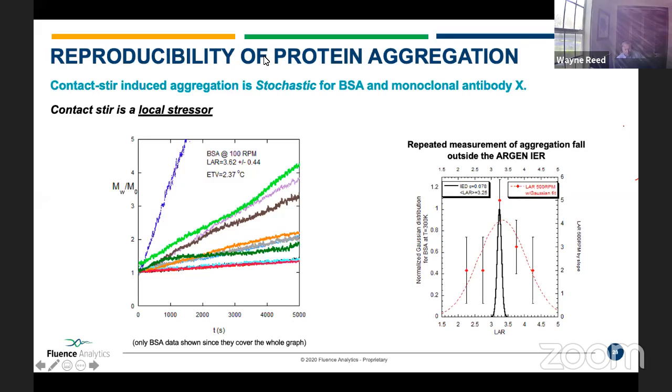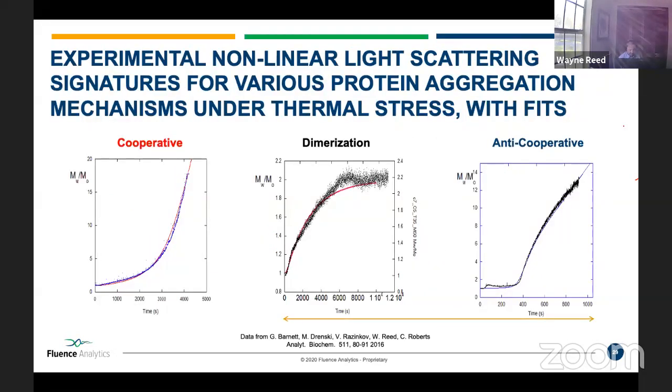The difference is, remember, temperature is a global stressor. It affects every molecule in your solution, whereas stirring is a local stressor. It's just stressing the molecules that are nearby, and that's what's leading to this stochastic result. Okay, and we could do that for other stressors and other proteins. It gives us a way of determining: is this really a reproducible aggregation phenomenon or is it stochastic? Next, please.